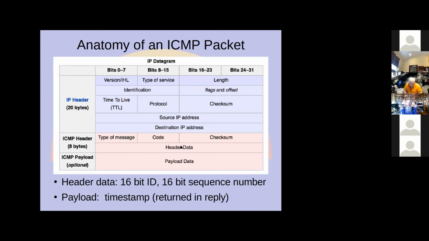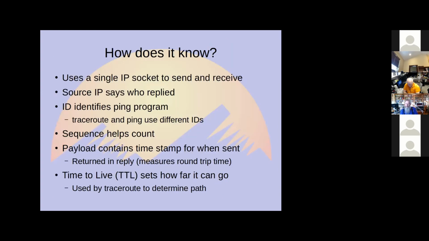The payload is basically a timestamp. When you send out the packet, you timestamp it with the specific time that you sent it, and the replying station will send back that same timestamp for you in the reply packet. Then you can just difference the time between now and when it was sent to get the round trip time. Basically, CPING sets up a single IP socket for both sending and receiving. It sends out a packet to everybody, and then it looks at the replies that come back.